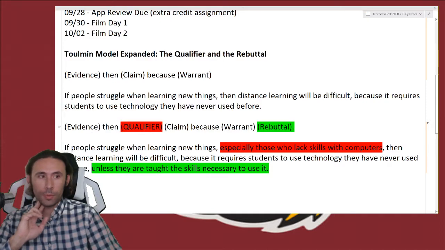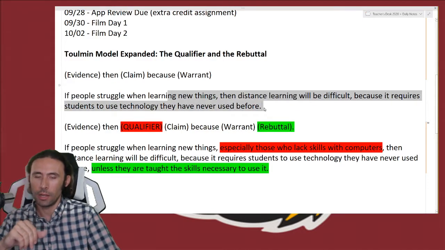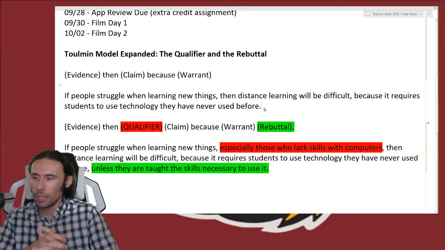It's almost too simple, right? There's no way this can be true all the time. I feel like we're missing something. We're missing a piece to this argument. So what are we missing? We're missing the qualifier and the rebuttal.